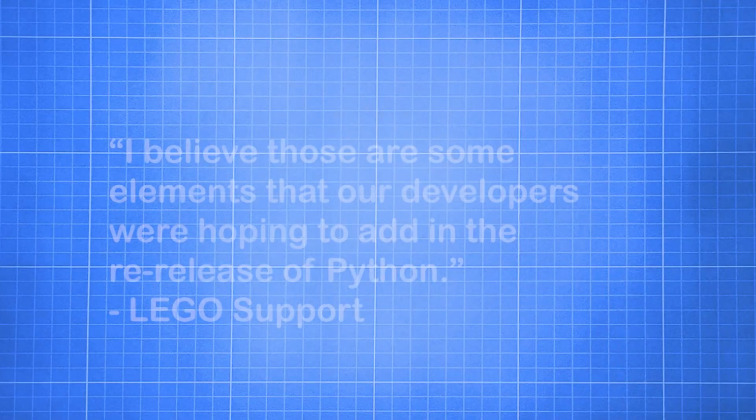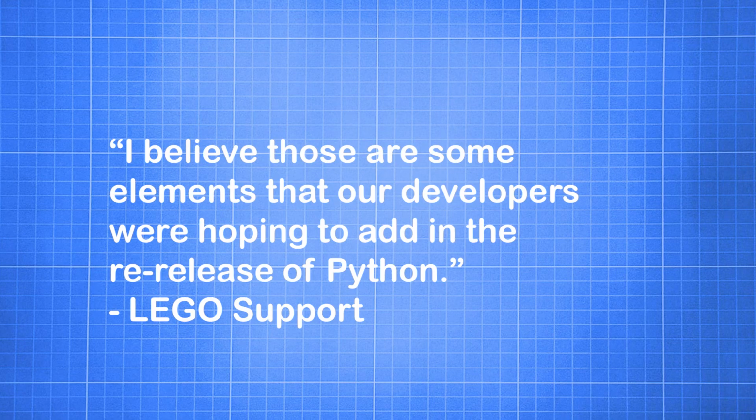To be honest, I'm not missing code completion all that much, and I was more concerned about some coding features that are still not implemented in Python. For example, there's no way to rotate the light matrix, and right now there's no way to broadcast sounds using Python, unlike the Scratch word blocks. And to this, LEGO said that those are some elements that our developers were hoping to add in the re-release of Python.